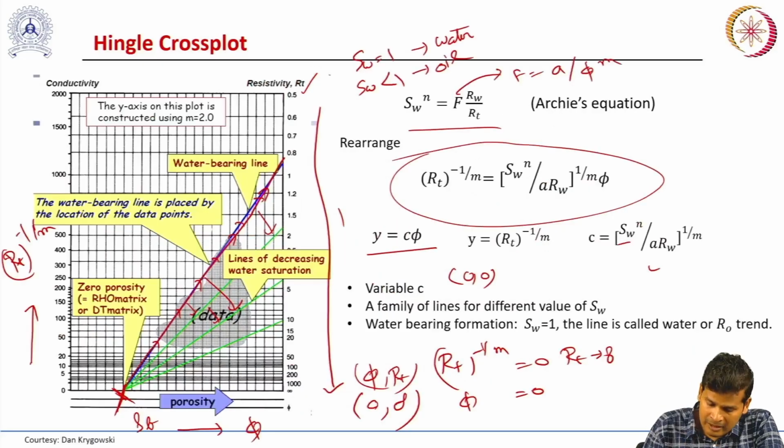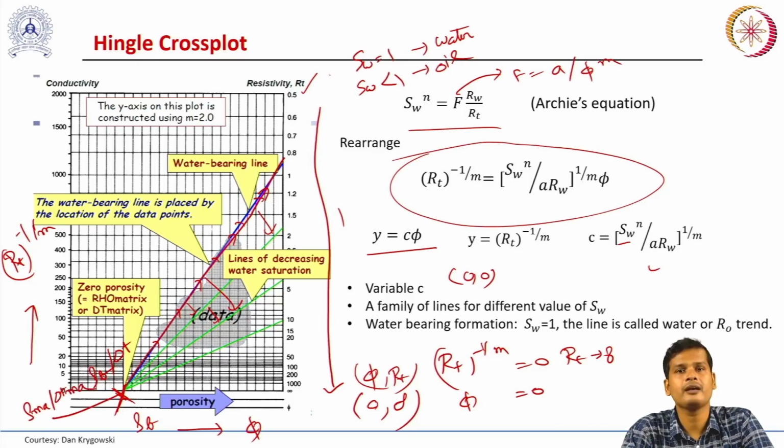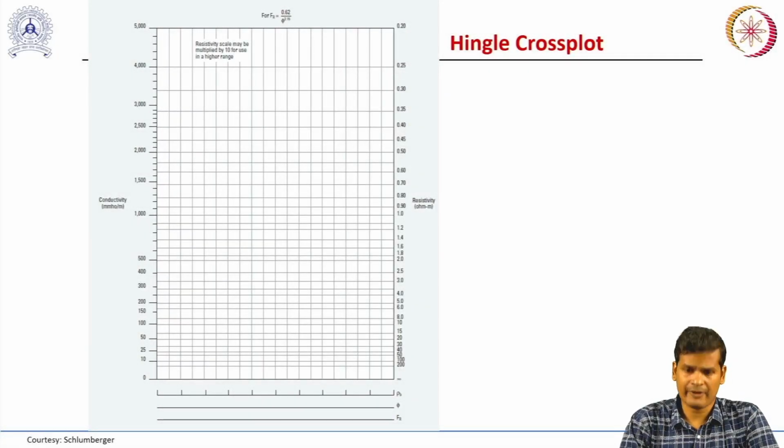So like in the earlier graph, this graph may have been plotted in terms of rho b or delta t. So this is representing what? Our rho ma or delta t ma. So this is the graph paper that we can use for the Hingle cross plot.